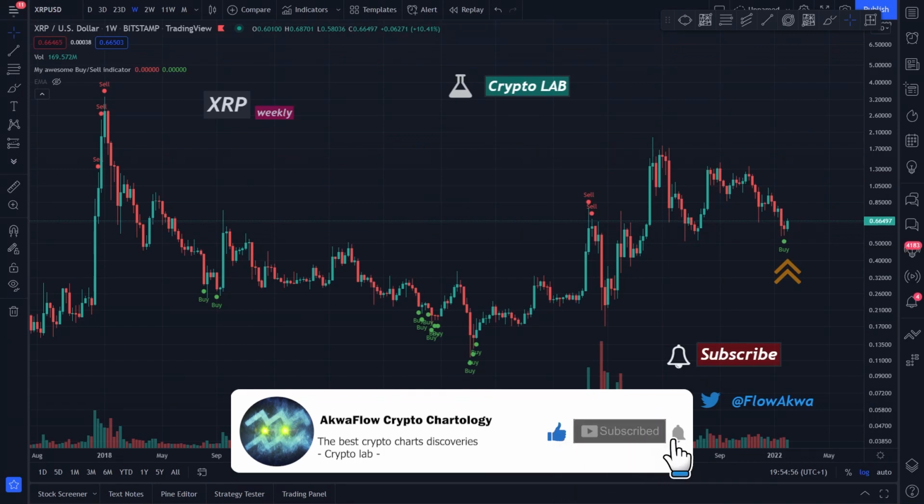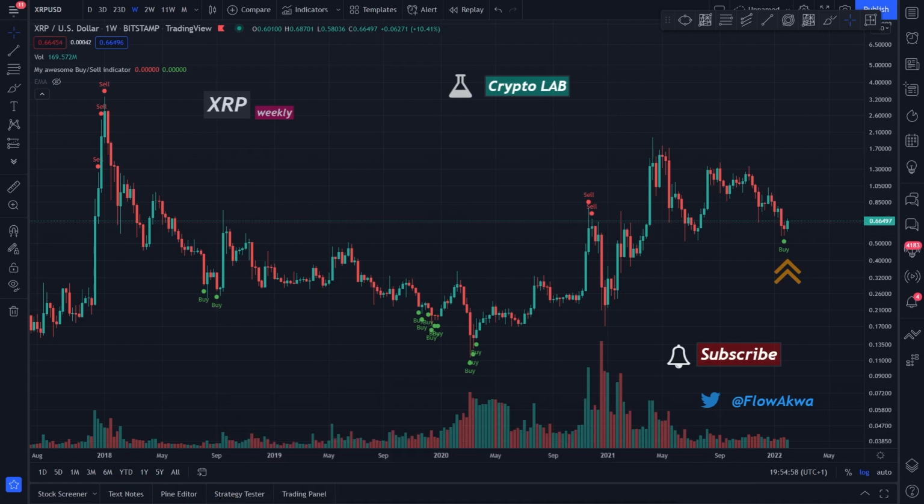Today's video is very interesting because we are going to talk about an amazing buy-sell indicator for XRP. I taught you how to code this indicator in a video that I posted a few months ago in November. It's a 1-hour step-by-step tutorial where I explain how to code the indicator.